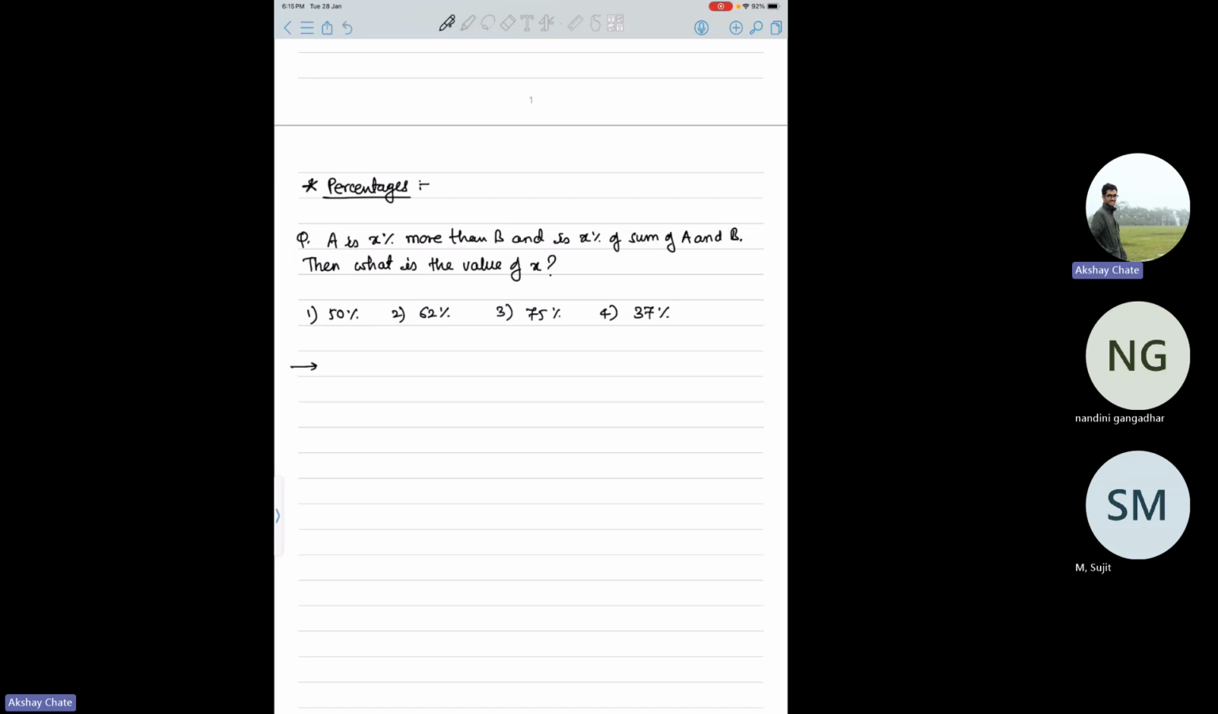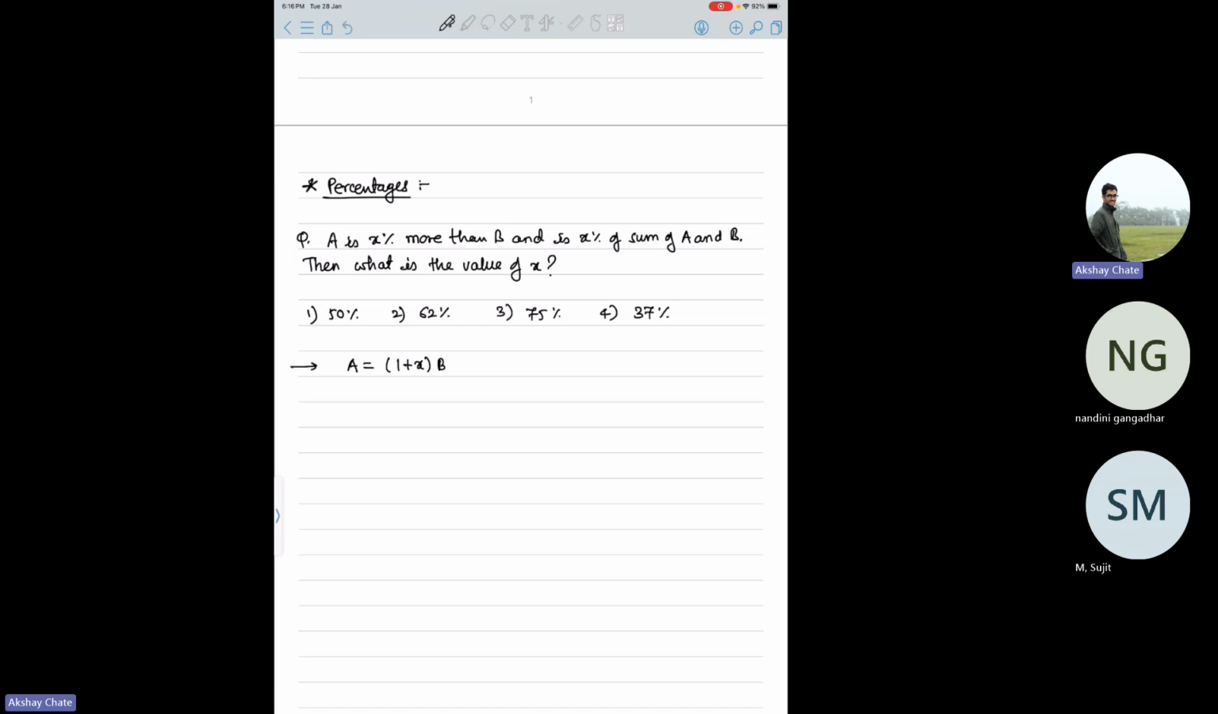So for example, even let's say X, we can take as 50. Let's take one option. So A is 50% more than B. So that means A is 1.5 times B. So that means A is nothing but (1 plus X) times B. Here we are taking X in fraction terms, not in percentage terms.